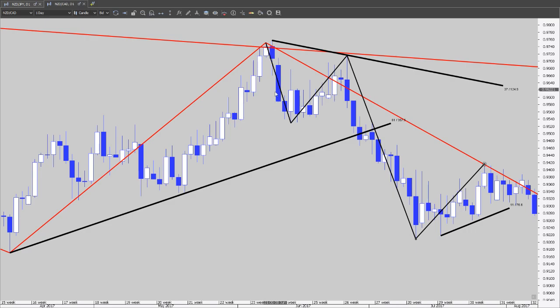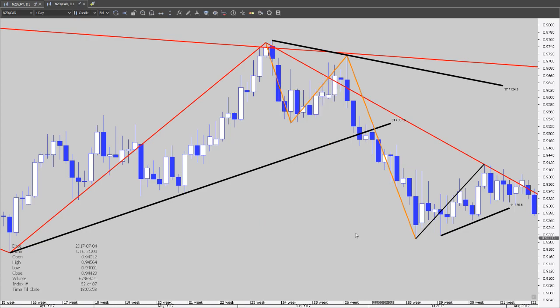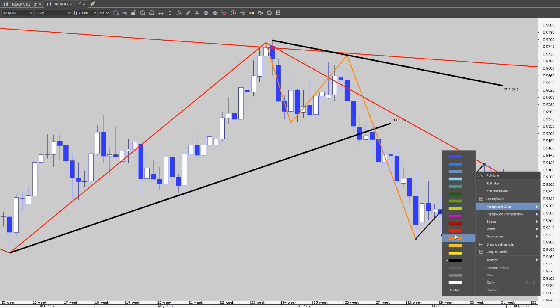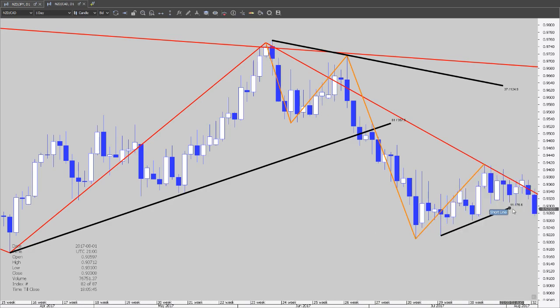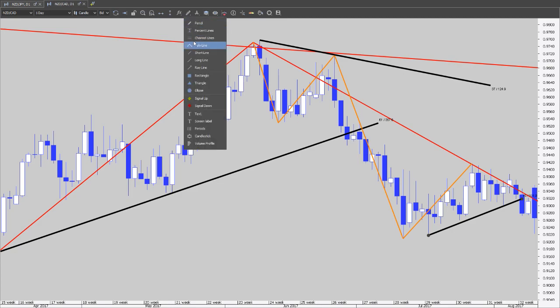right? Okay, let's use the orange to chart the trend, the downtrend. Okay, come on, orange color. There you go. And finally the market broke our counter trend line. Now pay attention, everybody.